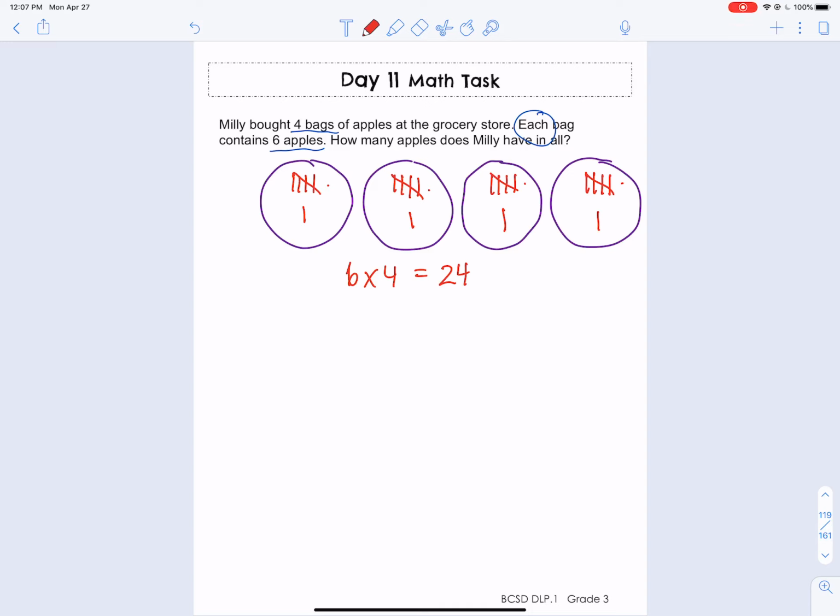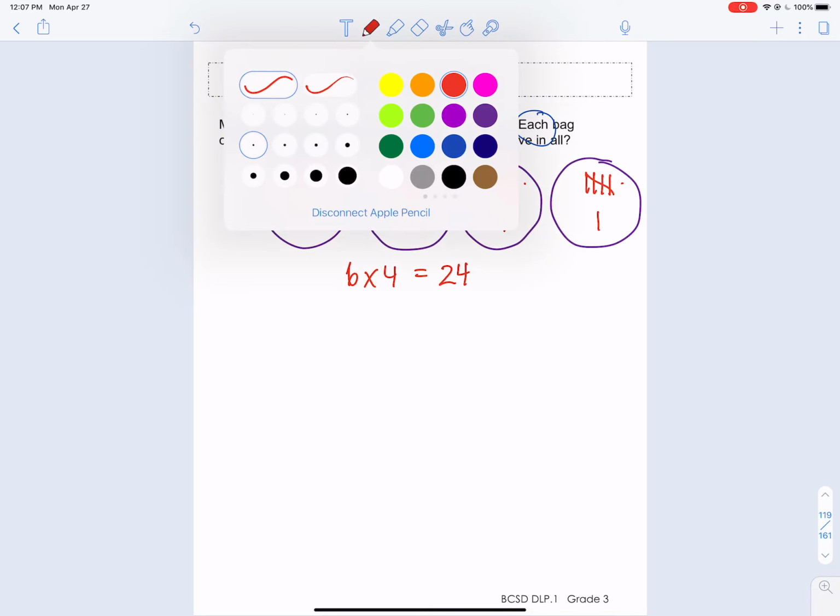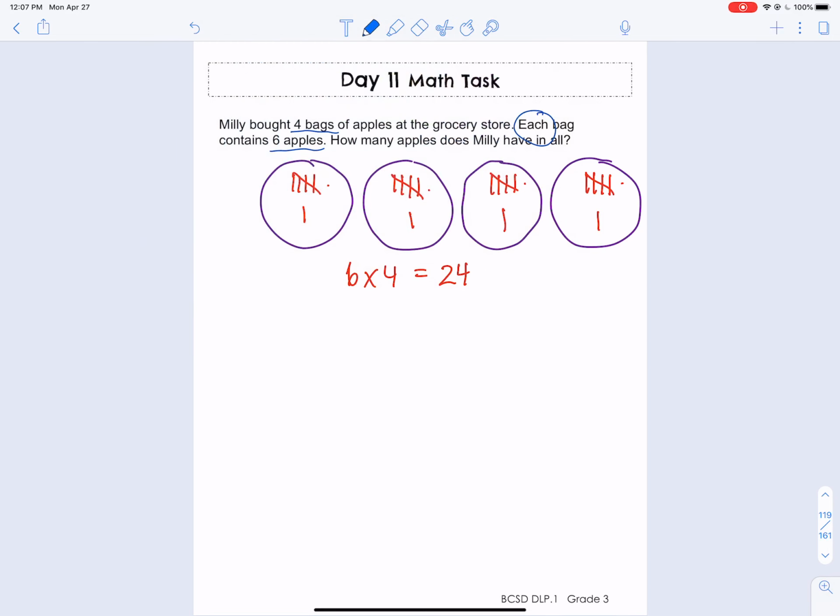Okay, now let's say that you're not a big fan of the equal group strategy. Maybe you don't like strategies that involve drawing things so much. Maybe you're a number line kind of person. If that's your jam, that's totally fine. That's another great way to solve multiplication problems. If you want to, you can do a strategy called the open number line.